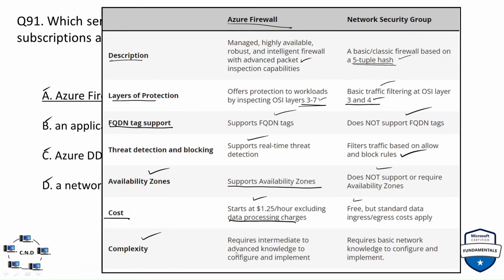Complexity: it requires intermediate to advanced knowledge to configure and implement the Azure Firewall, while the NSG requires basic network knowledge to configure and implement. So in a nutshell, the Azure Firewall is an advanced and fully robust solution and gives you the most features, but it also incurs cost, while the NSG provides basic protection based on source IP, destination IP, source port, and destination port, from layer 3 to layer 4, while the firewall gives you support all the way up to layer 7, that is the application layer.